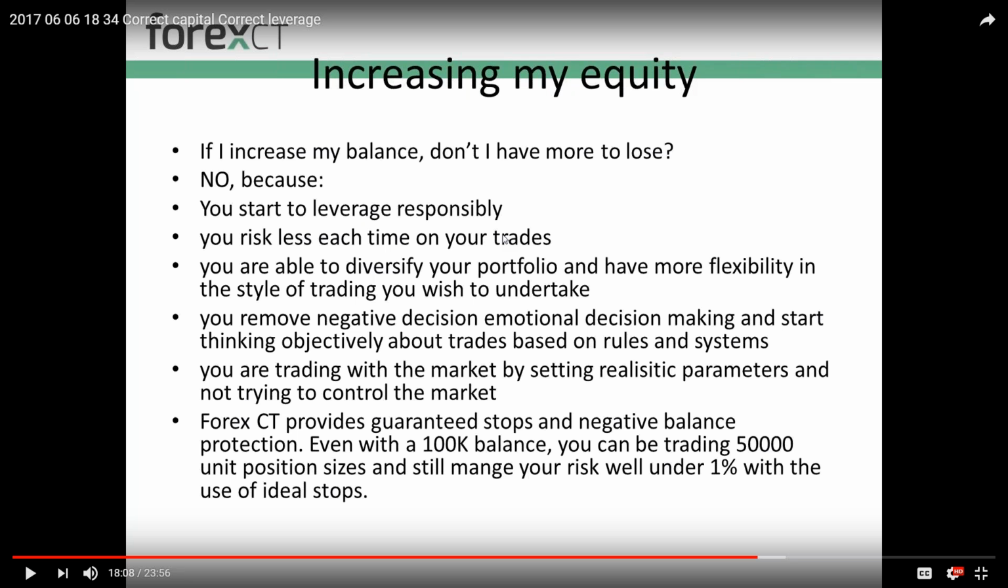With this style of trading, you can remove negative decisions on emotional trading, and you can set realistic parameters on not trying to control the market. Just remember at the end of the day that Forex CT is one of the only brokers on the market that provides guaranteed stops and negative balance protection. So even with a 100K balance, you can be trading 50,000 unit position sizes and still manage your risk well under 1% with the ideal use of stops.